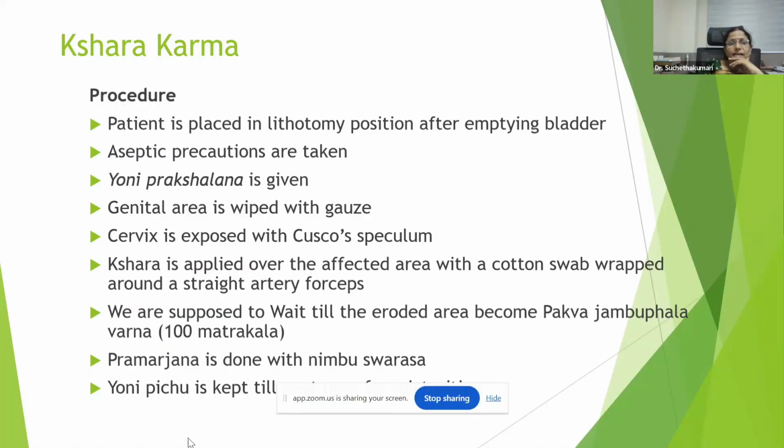So one matra kala is just one closure of the eyelid, isn't it? Just closing and opening of the eyelid. So 100 matra kalas, or until the area becomes like the pakwa jambu phala. Till that time the kshara should be left on the affected area, and after that we just remove the instrument and clean the area with the Nimbu Swarasa.